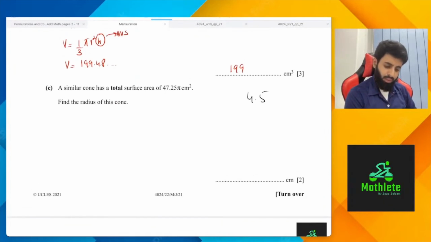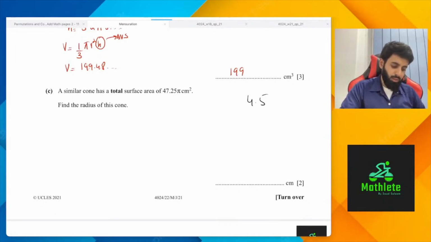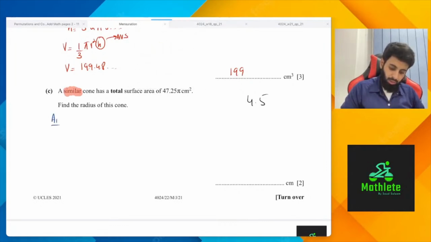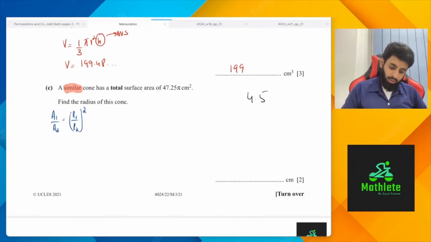Part C says a similar cone has a total surface area of 47.25 pi. Find the radius of this cone. So the keyword in this entire question is similar. The second you see similar, you have A1 upon A2 is equal to L1 upon L2, the whole thing squared.